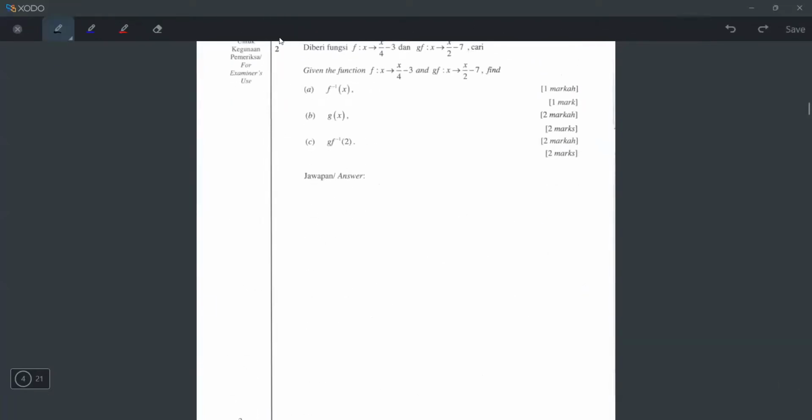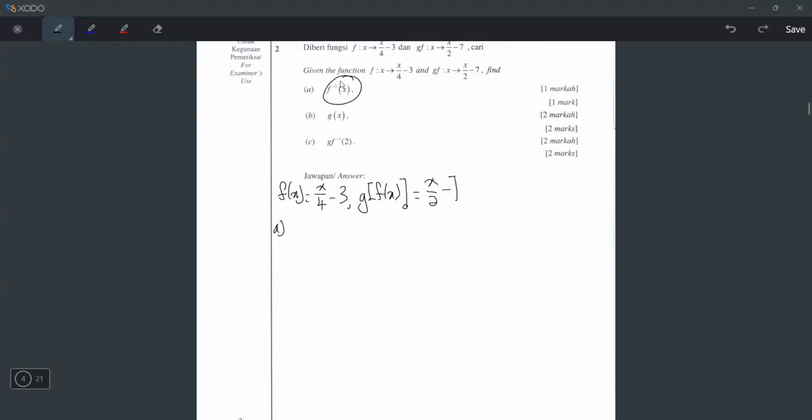Let's continue. All right. Let's go. Number 2. Given the function fx is x over 4 minus 3. Okay, let's write it down. Fx is x over 4 minus 3. And we have gfx. Okay, this is a composite function. So for composite, I will always use the big bracket fx and then close big bracket equals to x over 2 minus 7. Find f inverse x. So this should be easy.